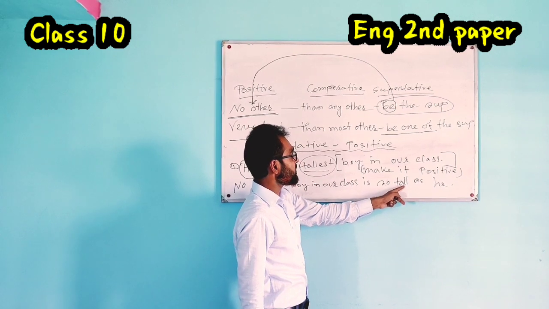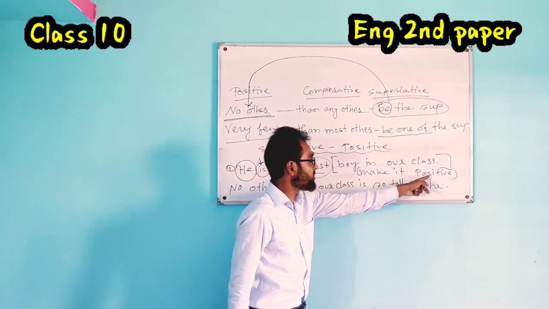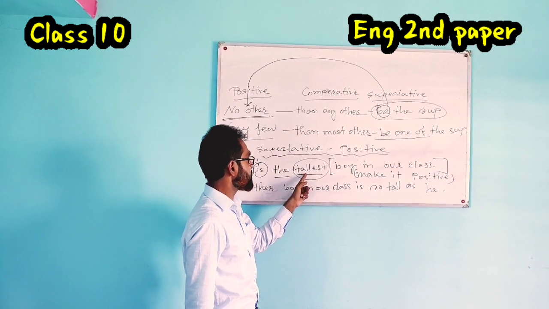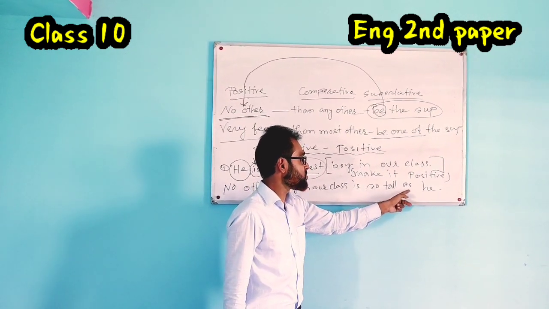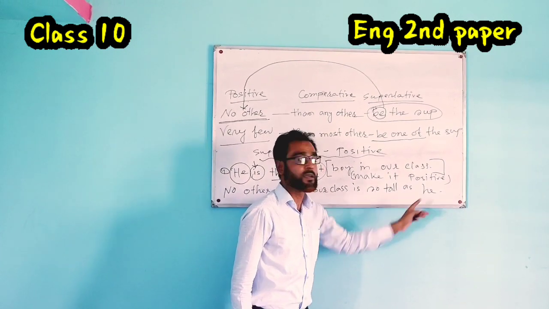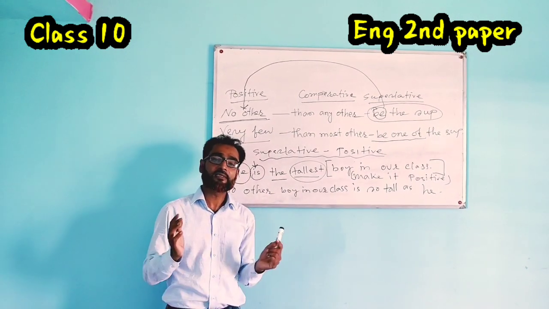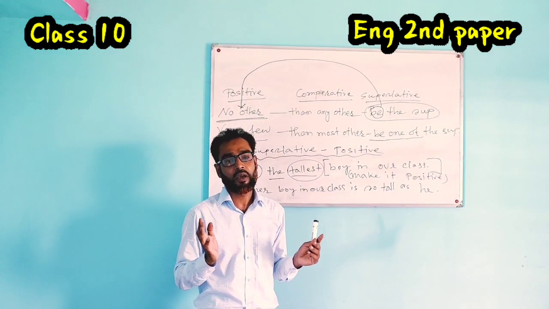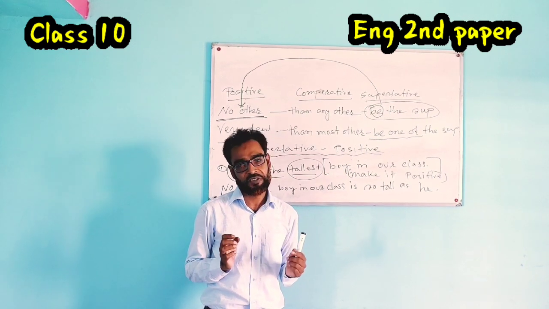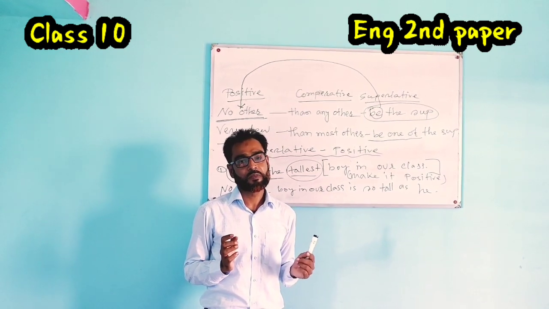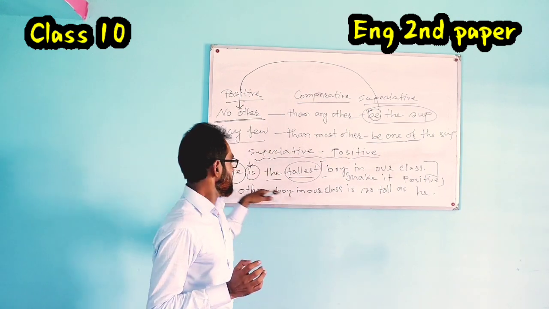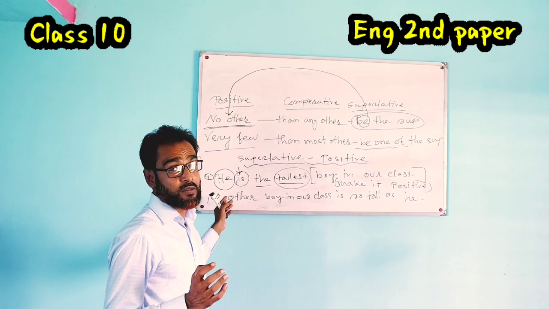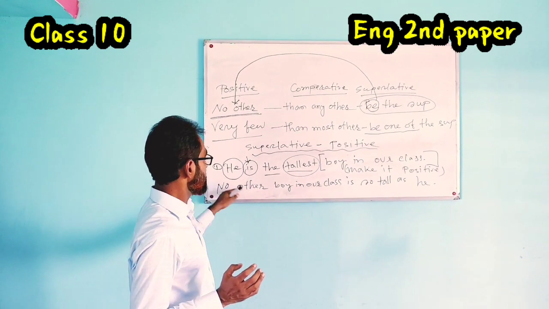Why are we going to transform it into positive? Then we need the positive form of tallest, tall, as from the rules, and he. That is a very easy way if you want to transform a superlative degree into positive. Hope you feel it is so easy when you are going to do it.